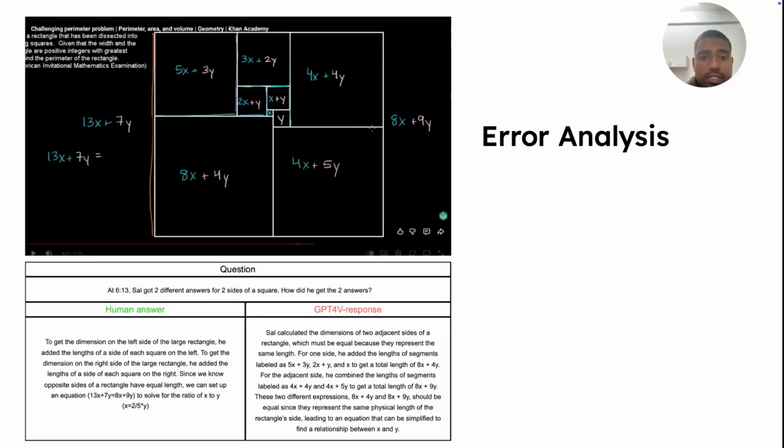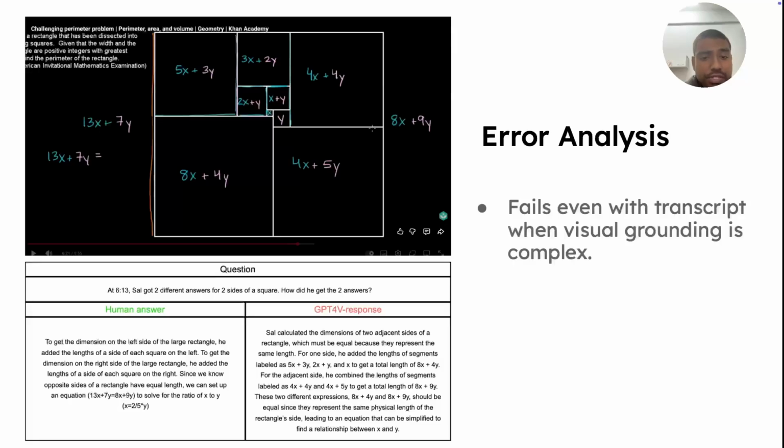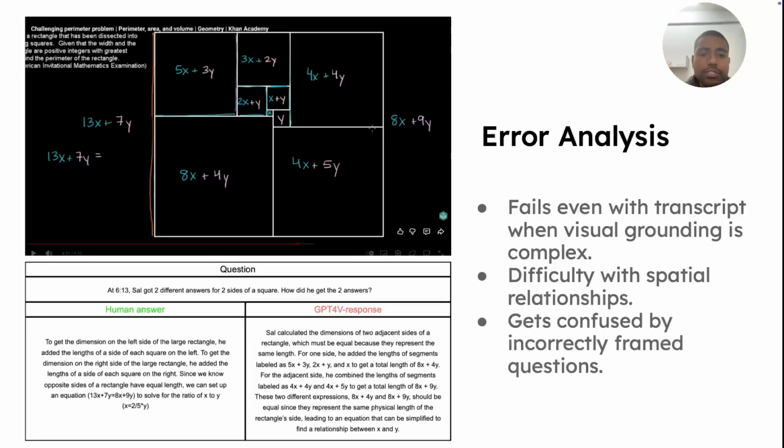To understand where models fail, let's look at this error analysis. Here, the instructor has written several equations for the sides of a dissected rectangle. Even our best model GPT-4V failed here. It got confused by the spatial layout of the equations on the blackboard. It incorrectly matched the equations to the sides of a rectangle, leading to a hallucinated proof. This highlights that the current VLMs still struggle with dense visual information and spatial reasoning. They can read the text, but they don't always understand the structure of the text on a blackboard. They often get confused by incorrectly framed questions.